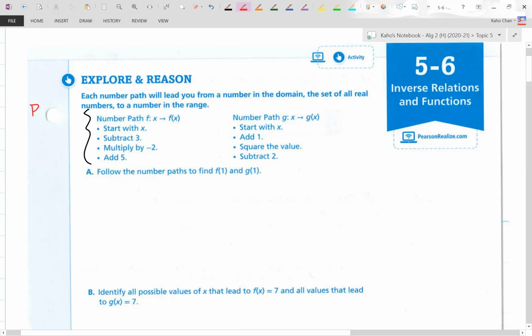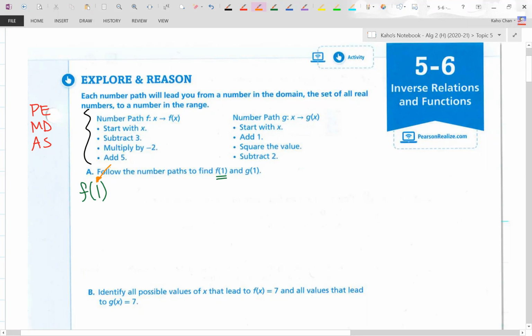When it comes to following directions, don't forget about your order of operations. That's kind of important here in a moment. Let's take a look at the first one. Follow the number paths to find f of 1. Let's do that first. This is function notation, meaning you are inputting x with the number 1. Here it is. Let's find it.